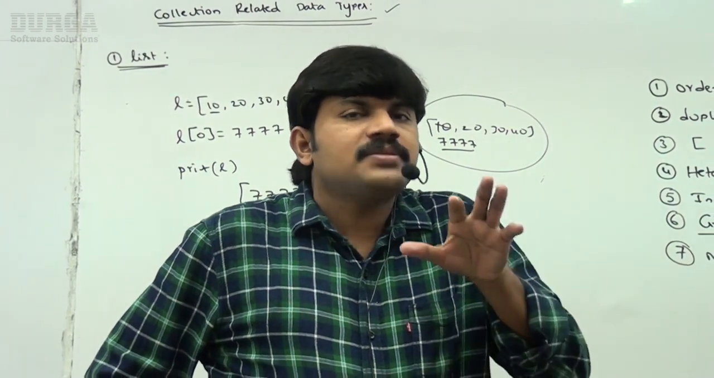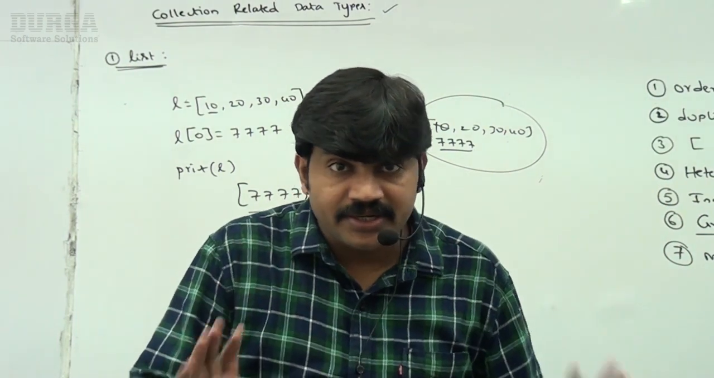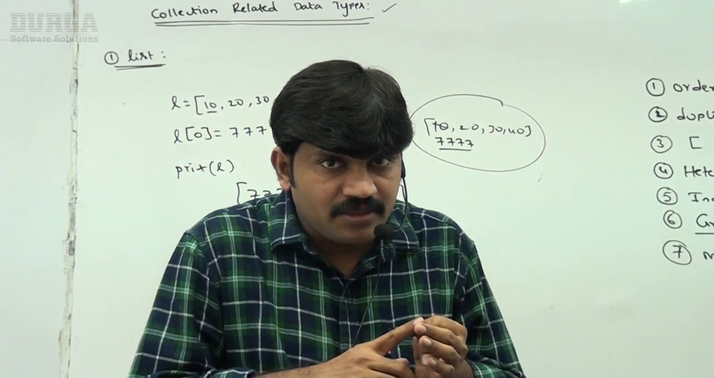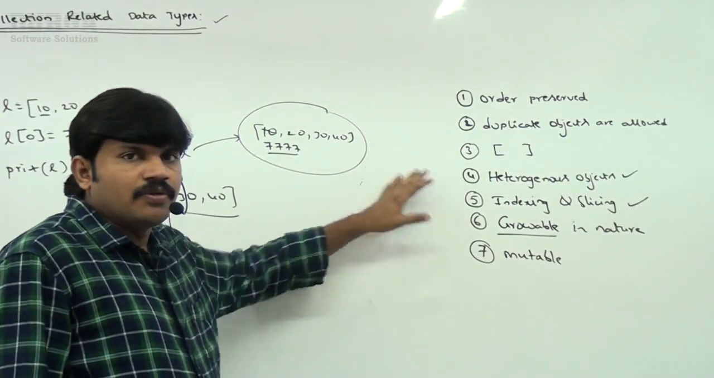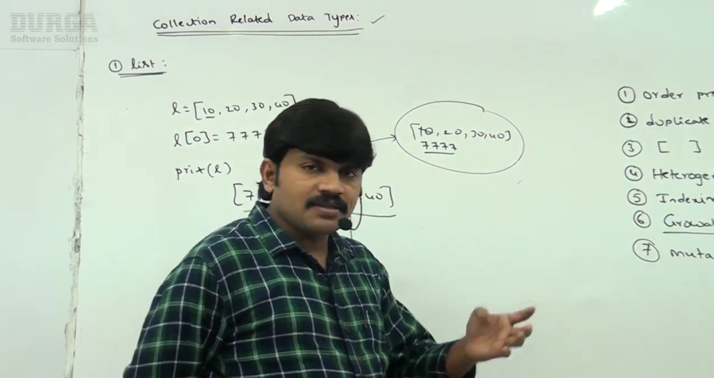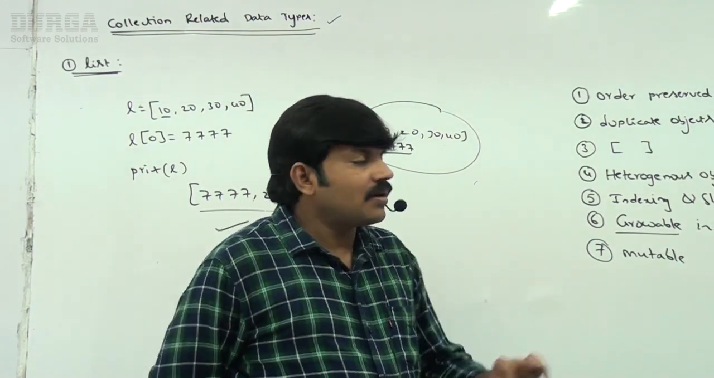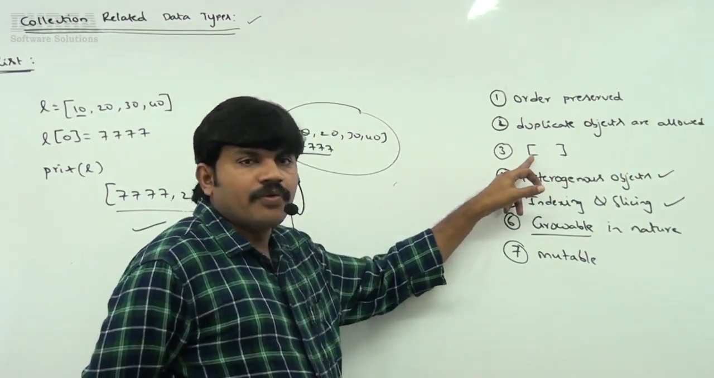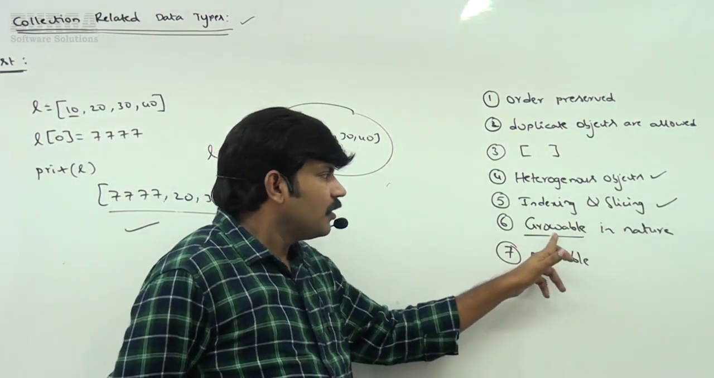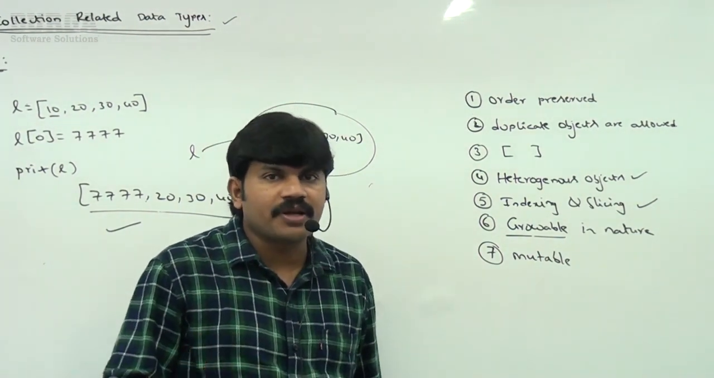These are basic information you should be aware of related to the list data structure. What is a list? When should we go for list? What are the various properties available? Order is important, yes. That's why indexing and slicing are applicable. Duplicates are allowed. Within square brackets we have to represent. Heterogeneous objects are allowed. Growable in nature, and mutable. These are various important things you should be aware of.